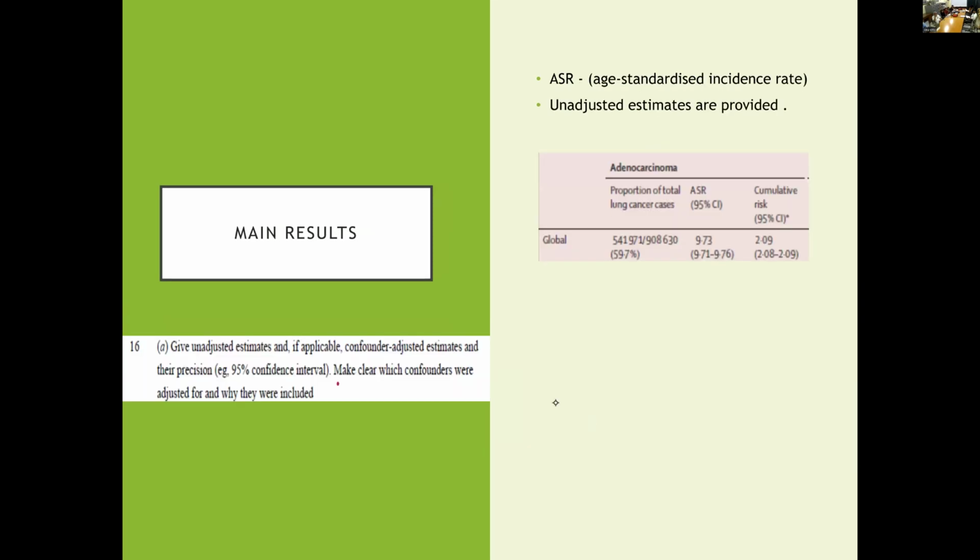So this is the main result which we had seen. They give the unadjusted estimate and confounder adjusted estimate and precision, and make clear which variables they were adjusted for. They have given ASR, that is how they have described their main data, that is age standardized incident rate, and unadjusted estimates, the confidence intervals, and the total number.